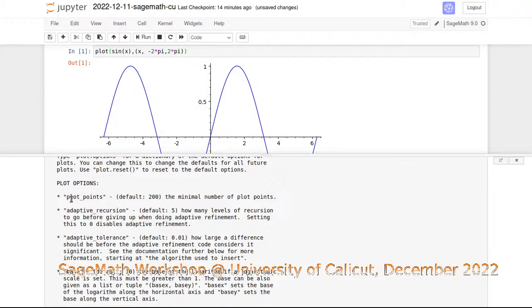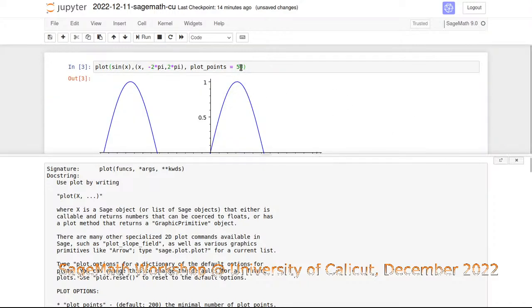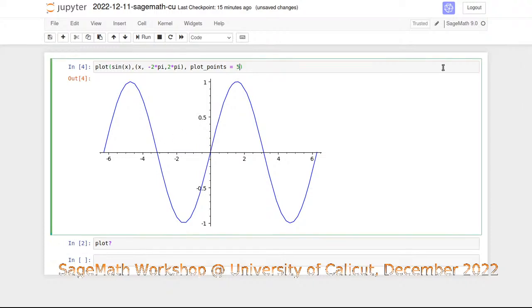There is something called plot points. What is special about plot points? Let us try to use that plot points command here. Plot points equal to, suppose we give only 50 points, and see how the graph looks. There is not much difference. Okay, let us give 10 points and see. You might be observing now that instead of the graph being smooth, it has become something like straight lines connected. Let us reduce it to 5. That becomes much more obvious.